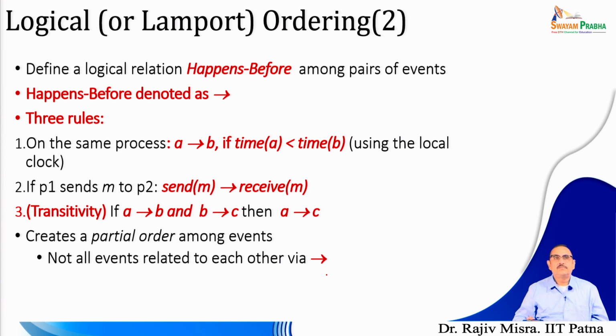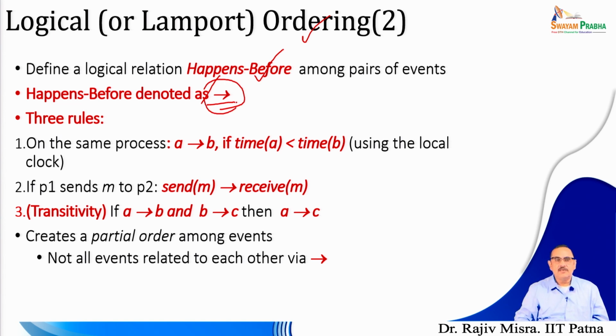So, the logical ordering, let us understand it. Let us define a logical relation among pairs of events, called the happened before relation, which is noted by this particular symbol, and this is the relation called the happened before relation.